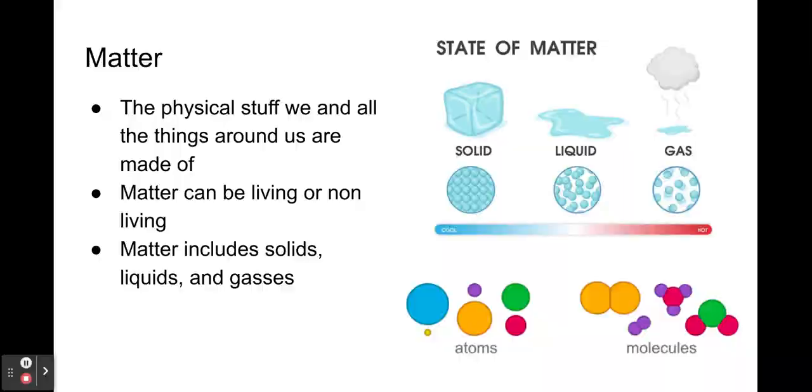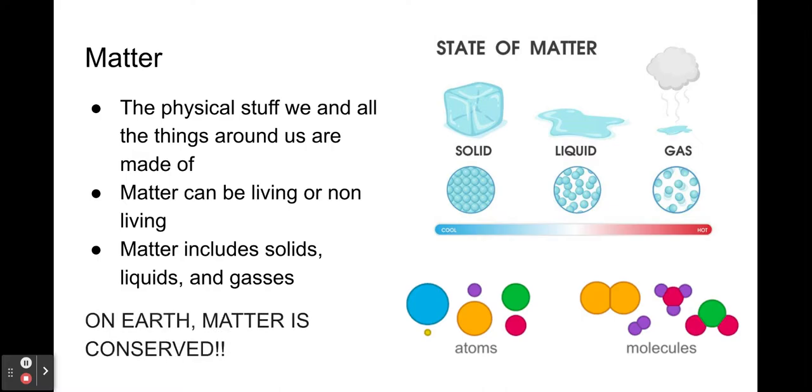Matter includes solids, liquids, gases, and it can transition from one of those states to another. And during that transition, it doesn't lose matter. It doesn't lose mass. It's the same matter, just more tightly packed, more loosely packed, with more energy or with less energy. And on Earth, matter is conserved. We will be returning to this concept in a little bit when we talk about the law of conservation of matter.